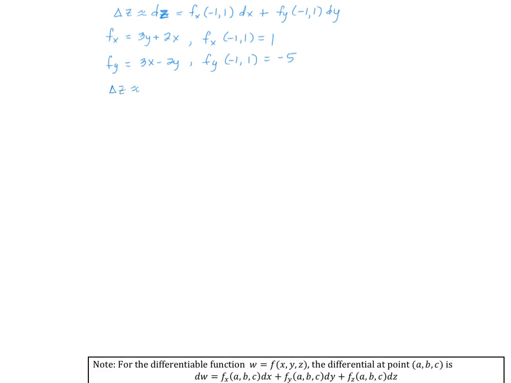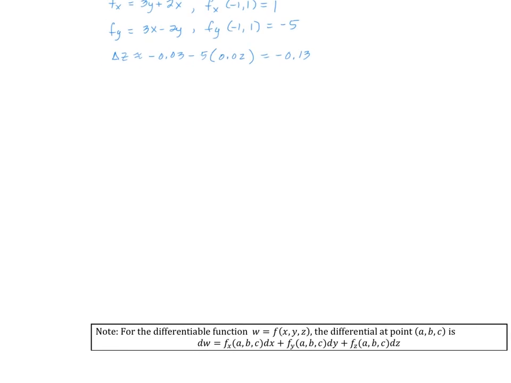which means the change in z is approximately equal to 1 times negative 0.03. So negative 0.03 minus 5 times 0.02. And that would be equal to a negative 0.13. So the next thing we need to do, we found the approximation. The next thing we need to do is figure out our relative error.